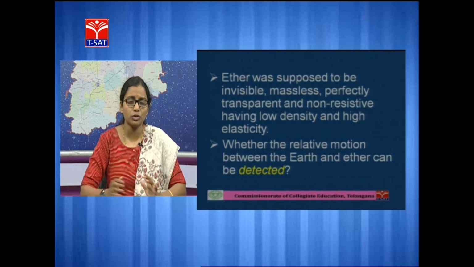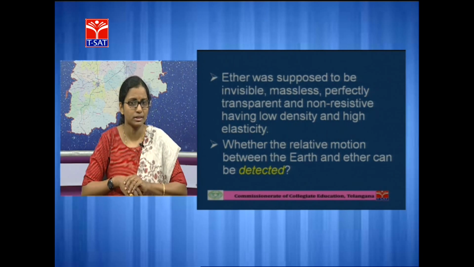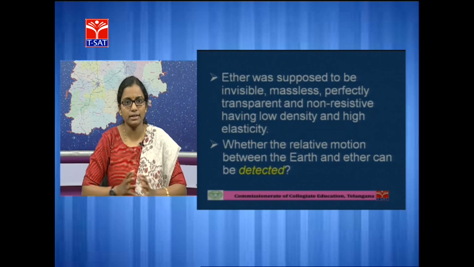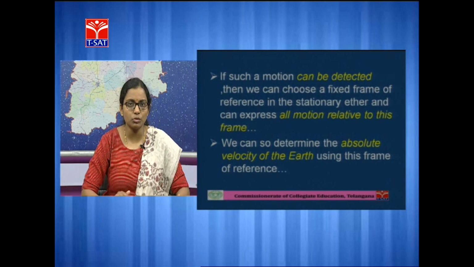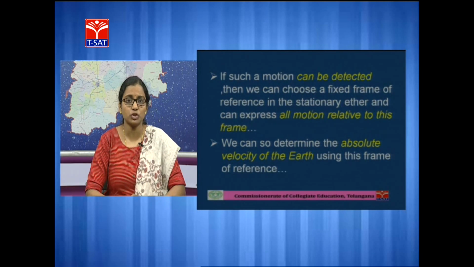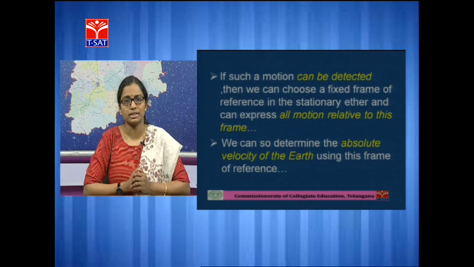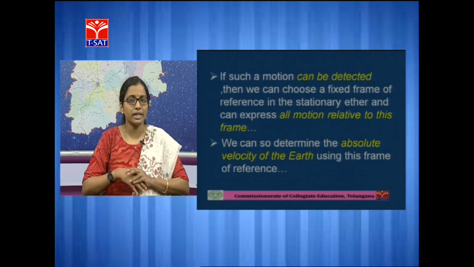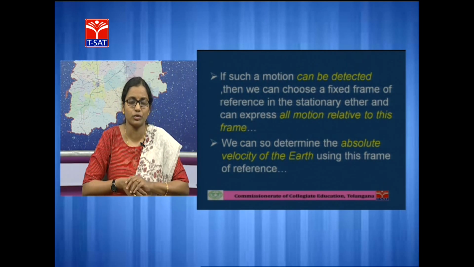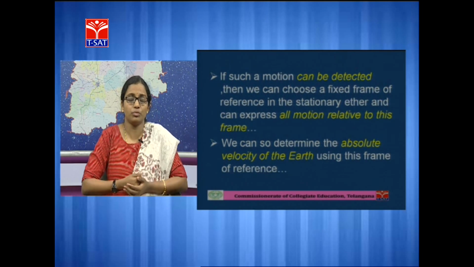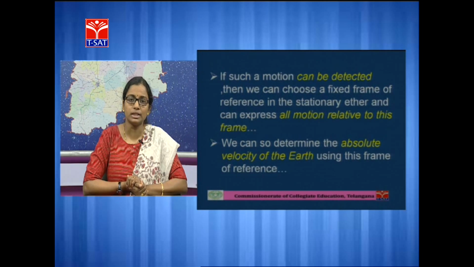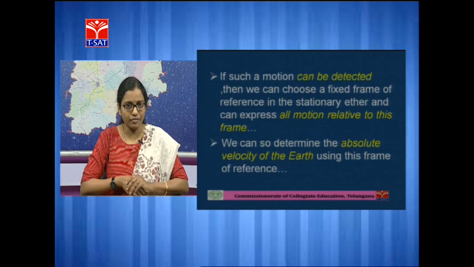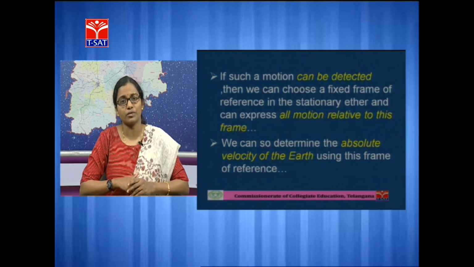Whether the relative motion between the earth and the ether can be detected, let us go into the depth of this concept. If such a motion can be detected, then we can choose a fixed frame of reference in the stationary ether, and we can express all motion relative to this frame, as I have told you before. So we can determine the absolute velocity of the earth using this frame of reference. Which frame of reference are we going to have?